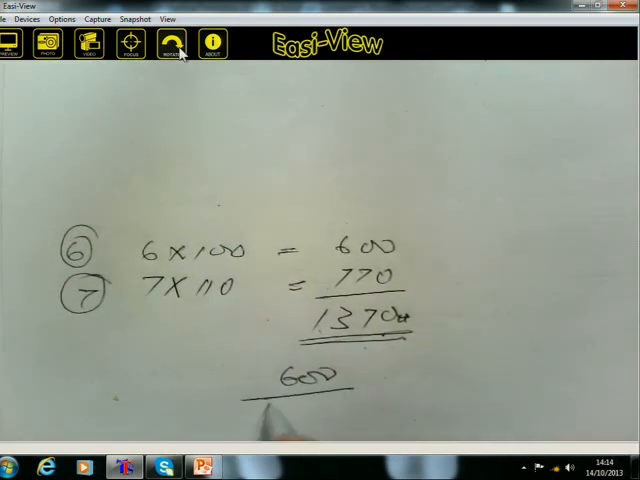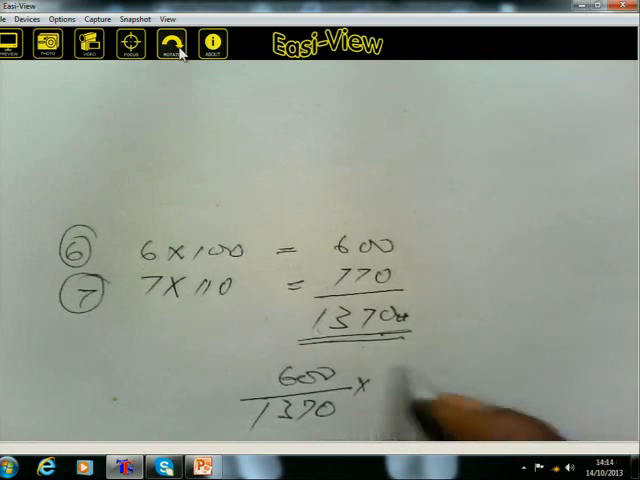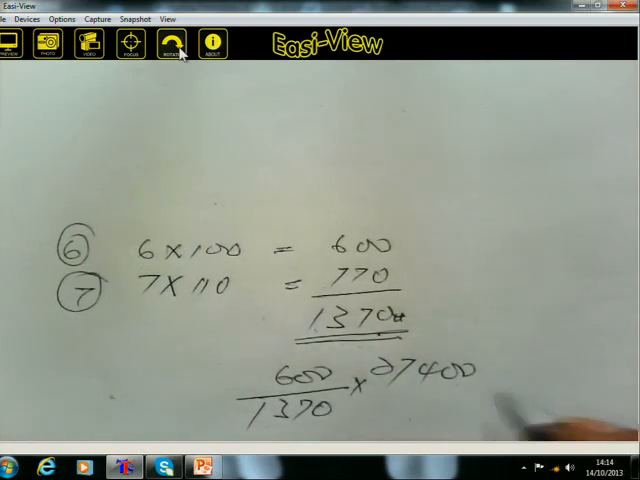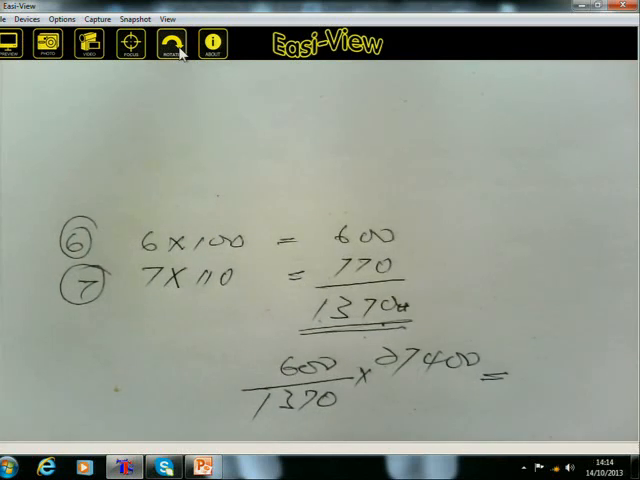600 over 1370 times 27,400. That will give you something. Quickly, 600 divided by 1370 times 27,400.